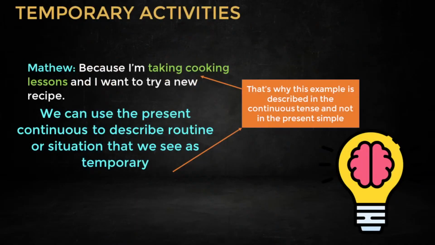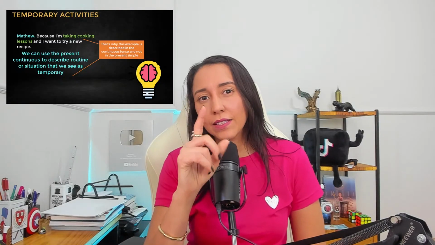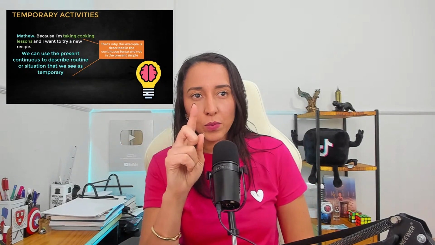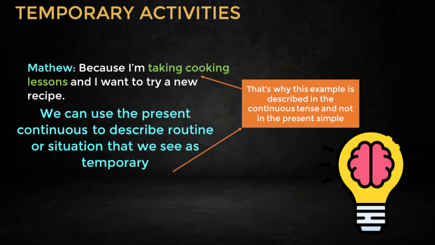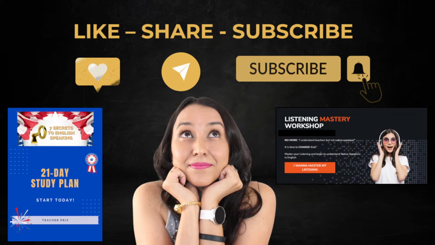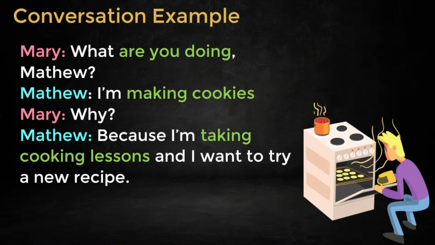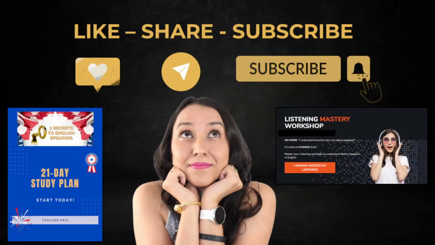But let's keep rolling. Temporary activities. This is where we get a little bit more advanced because we don't talk about this when we're teaching beginners. Temporary activities. Look at the answer that I gave you in the conversation. Matthew: because I am taking cooking lessons and I want to try a new recipe. In this example, if we go back to the picture, look at Matthew. He's cooking. That's what he's doing at that moment.